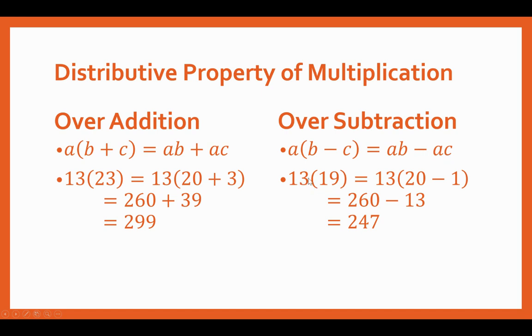Here we have 13 times 19. We can say, well, 19 is actually 20 minus 1. So 13 times 20 we know is 260 minus 13 times 1, which is 13, gives us 247. Distributive property, associative property, and commutative property are 3 properties you probably have seen before. They're on pages 222 and 223 if you want to review them.